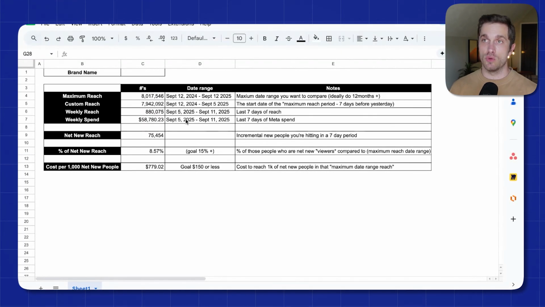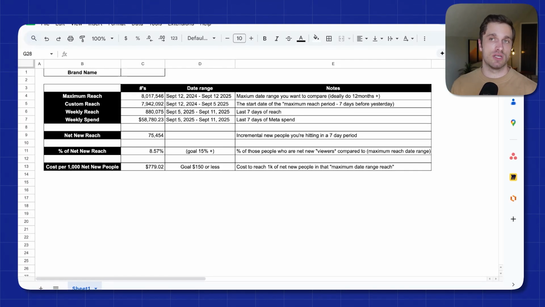That's that reach. And then the weekly, which is the 7 days prior, is that, and how much I've spent on that account, which is 58K last 7 days. This tells me my new incremental reach right here. This is new net incremental reach. And so what I can do here is calculate my net new reach per week, which is 8%, which is not good for this brand.